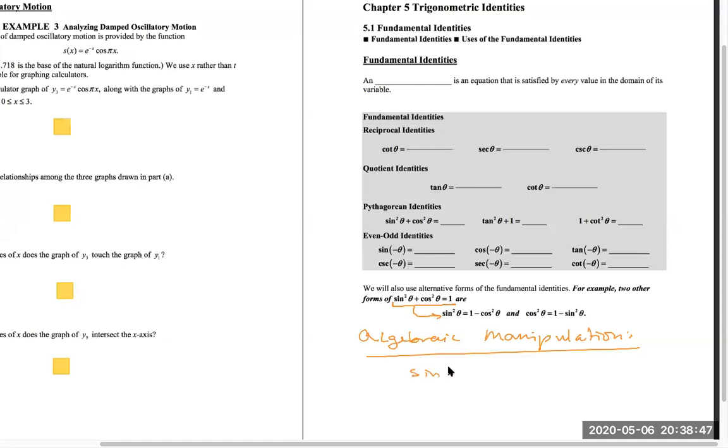So start with sine squared theta plus cosine squared theta equals 1. We subtract cosine squared theta from both sides. Then we wind up getting sine squared theta equals 1 minus cosine squared theta. So that's algebraic manipulation, because we're using algebra to move terms and make our equation look different.